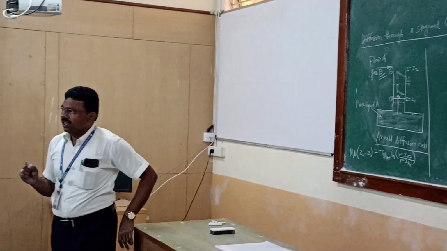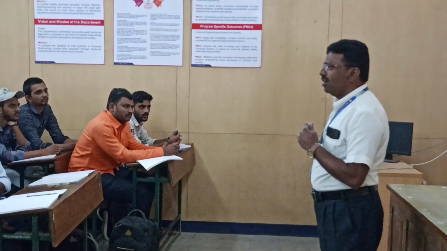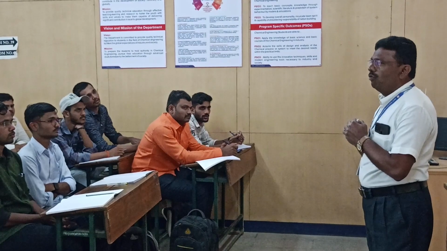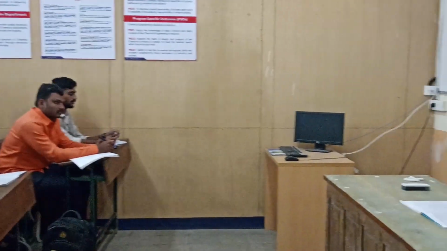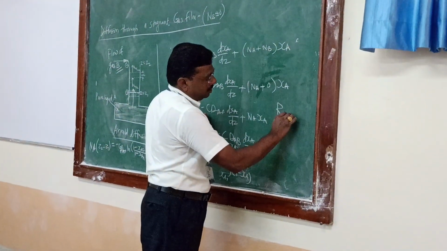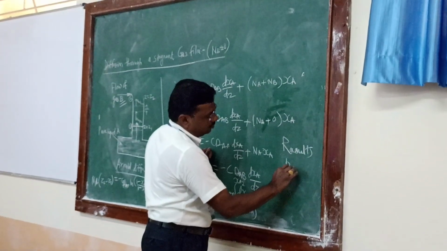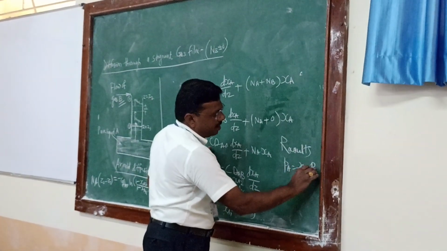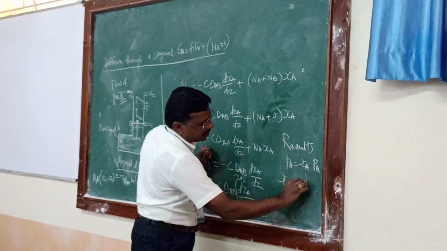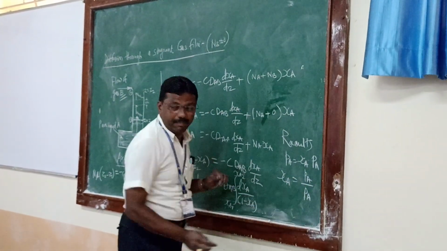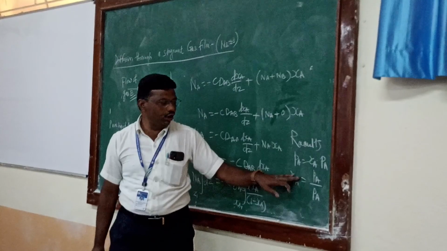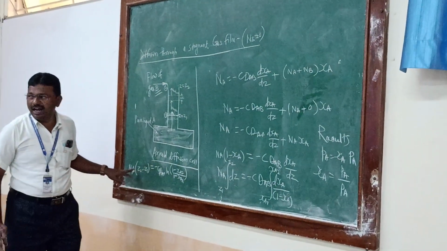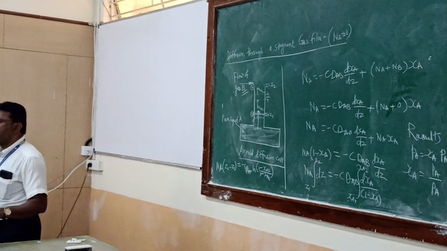Now, to find the values of mole fraction, we should know Raoult's law. So what is Raoult's law? Partial pressure is equal to mole fraction into vapor pressure. So mole fraction is partial pressure upon vapor pressure. By knowing partial pressure and vapor pressure, we get the mole fraction, and these mole fraction values we put in this equation to find the molar flux of that particular component.